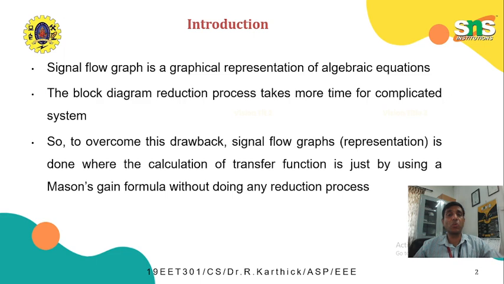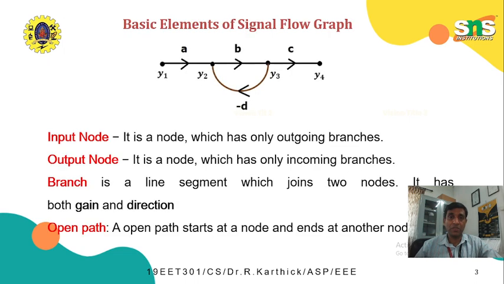The block diagram reduction we have seen earlier takes more time if the system complexity increases. Reducing the block diagram for a big system takes a lot of time and is a complicated process. In order to overcome this drawback, we move to the next technique, called the signal flow graph, where the transfer function is found using a standard formula called Mason's gain formula, without any reduction process as in block diagram reduction.